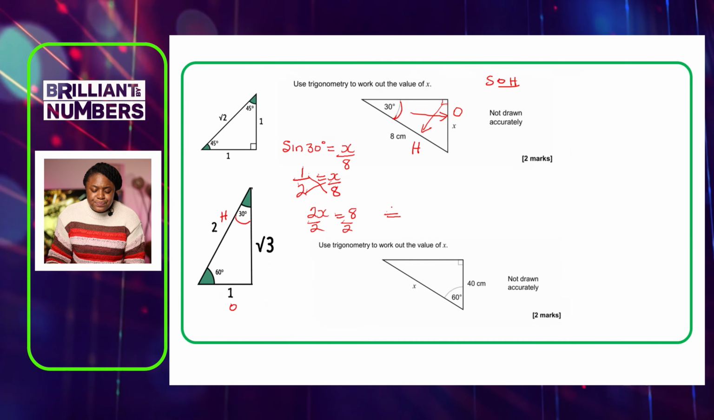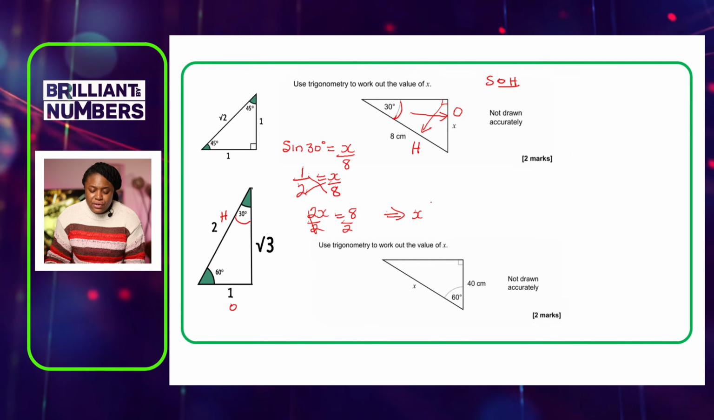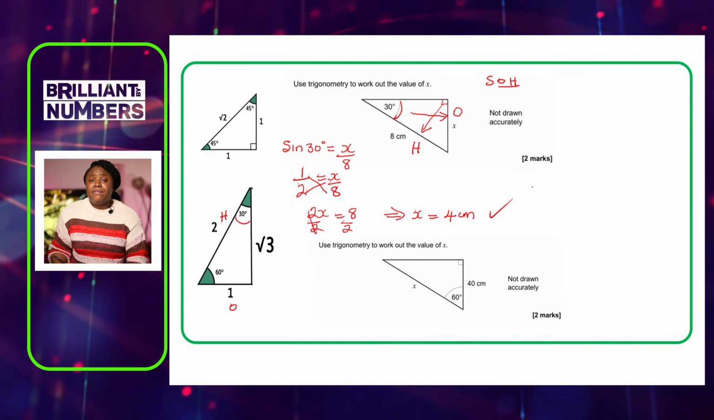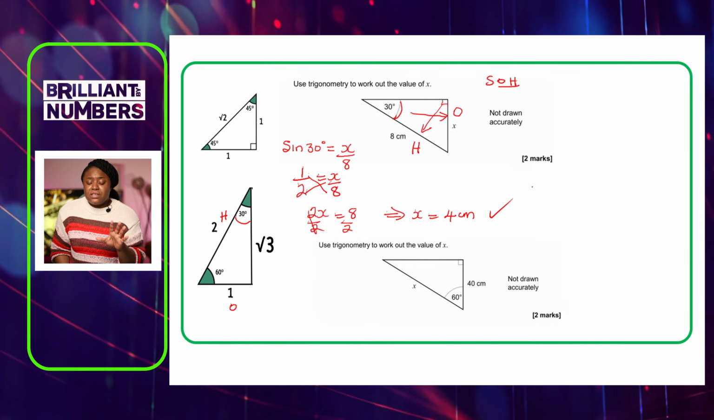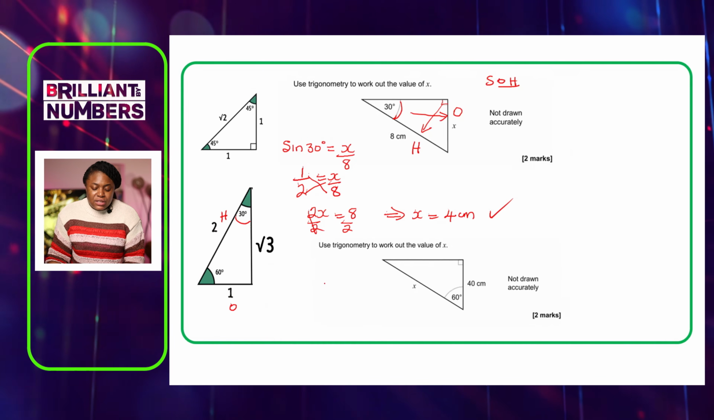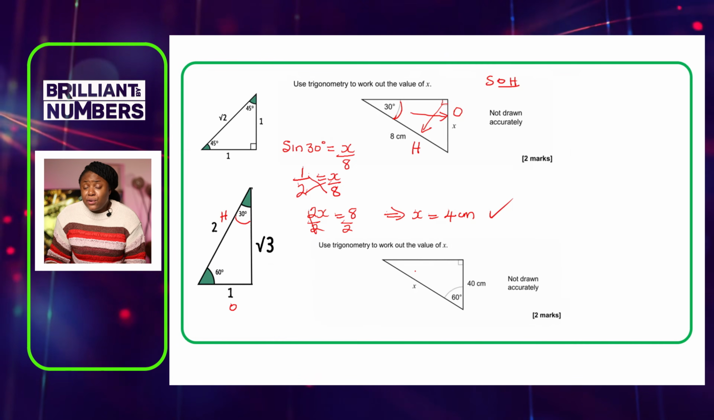So therefore, x then is equal to 8 divided by 2. That is equal to 4 centimeters. Check that off. That's for 2 marks. Most questions though, this one would have been 3 marks. Now I go to the next question that asks me to use trigonometry to work out the value of x.